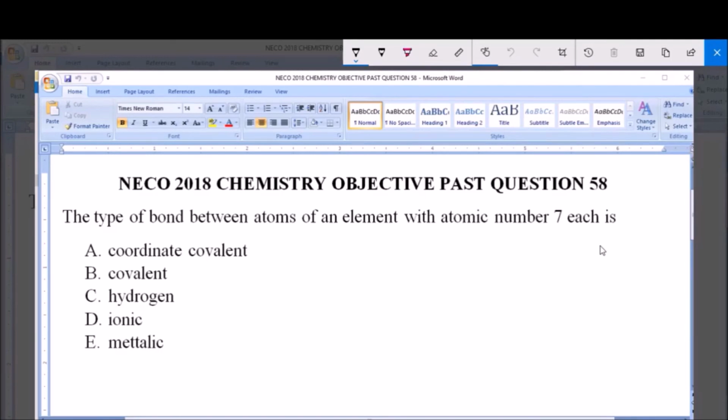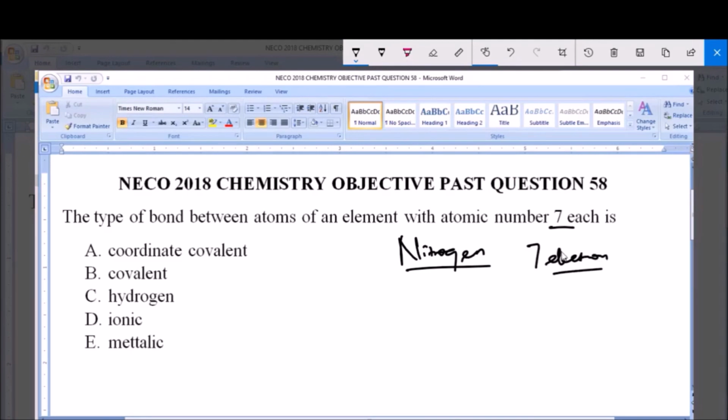The type of bond between atoms of an element with atomic number 7 each is A, coordinate covalent, B, covalent, C, hydrogen, D, ionic, and E, metallic. Now, the element with atomic number 7 from the periodic table is nitrogen. So basically, we are being asked the type of bond between the atoms of nitrogen. Since nitrogen has 7 proton numbers, which is the atomic number, therefore it has 7 electrons.